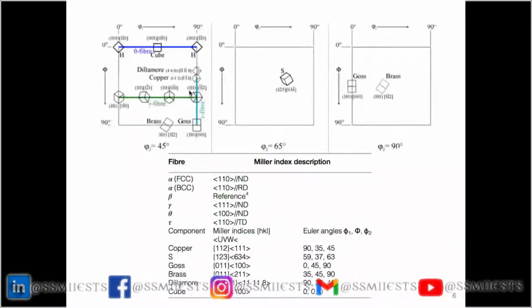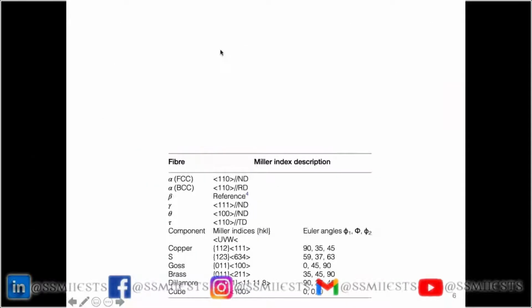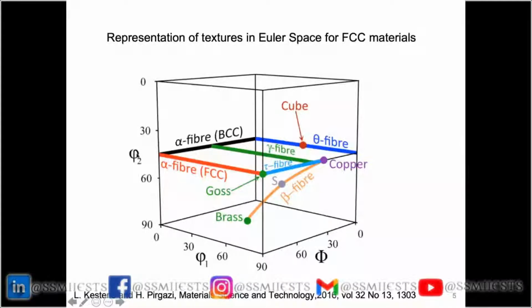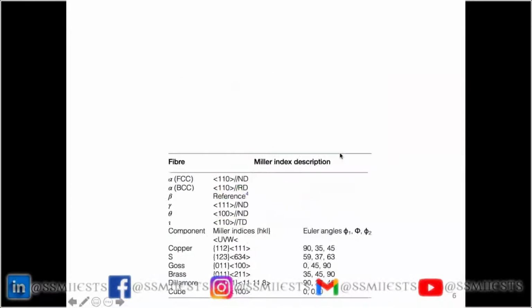We can be quite happy just considering a limited number of sections, like, for example, this phi2 45-degree section. It has a number of very important components. So you recognize here this blue line. What we are looking at here is this section at phi2 45 degrees. Can you see my mouse? Yes. So this section is repeated here.